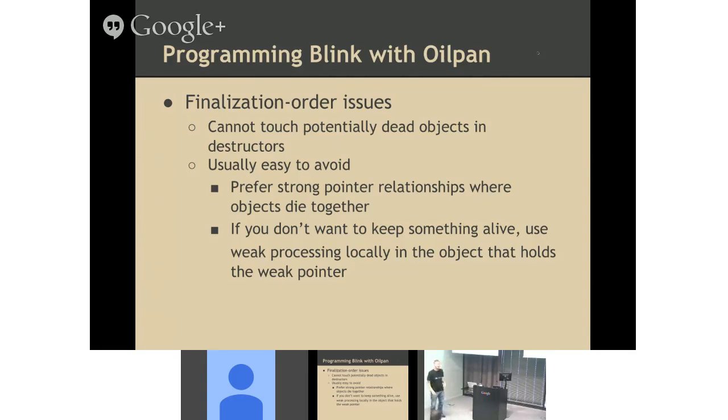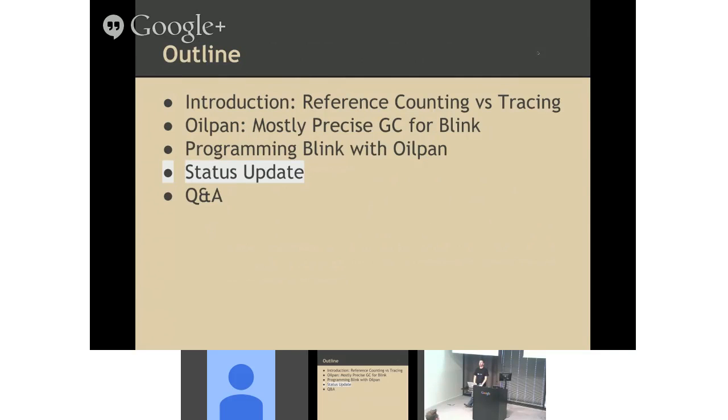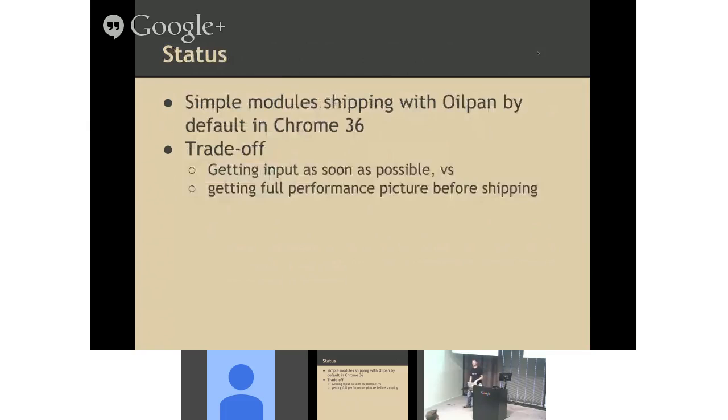Yeah. Good. I should move on here. I think we're basically out of time. So I'll do a really quick status update here. We're shipping the first modules with Oilpan in Chrome 36. That's a little bit of a trade-off because we don't have the full performance picture, as Peter points out over here.